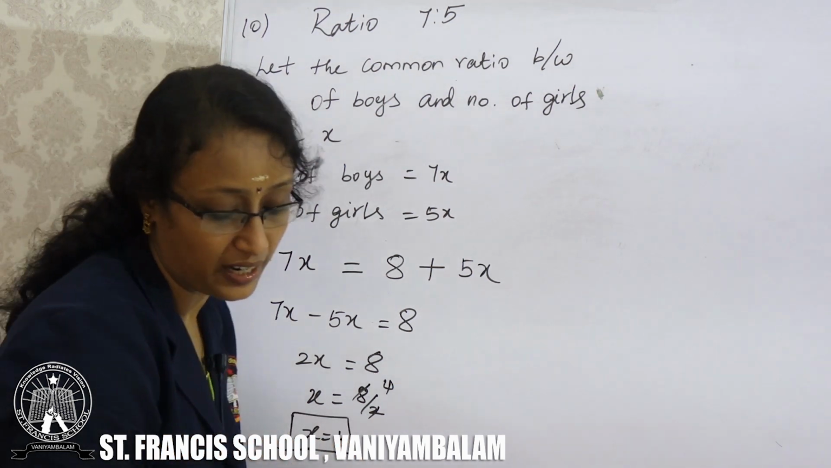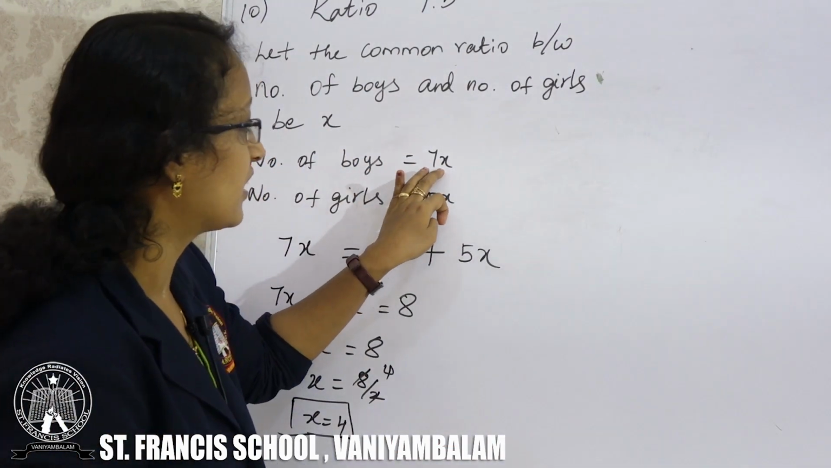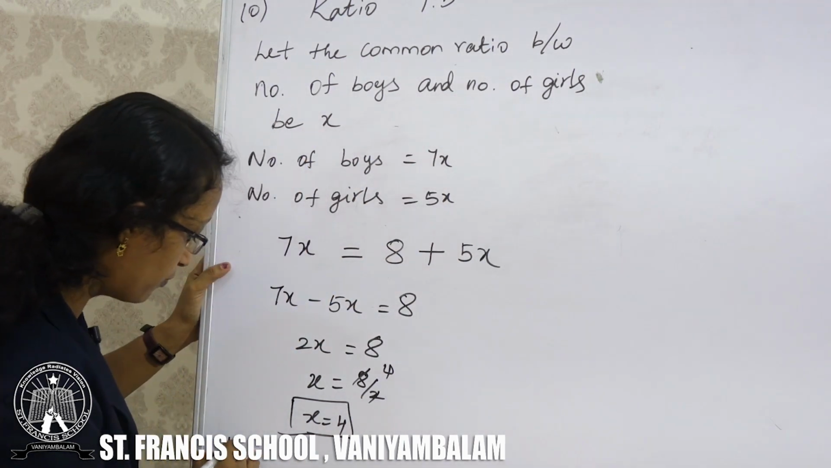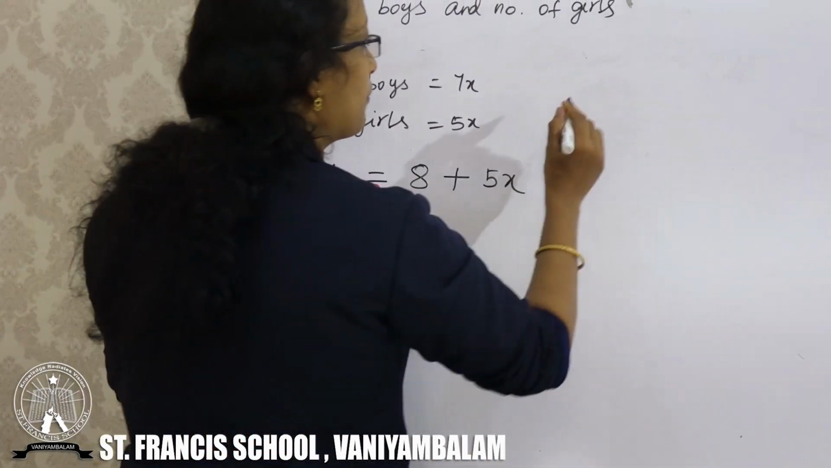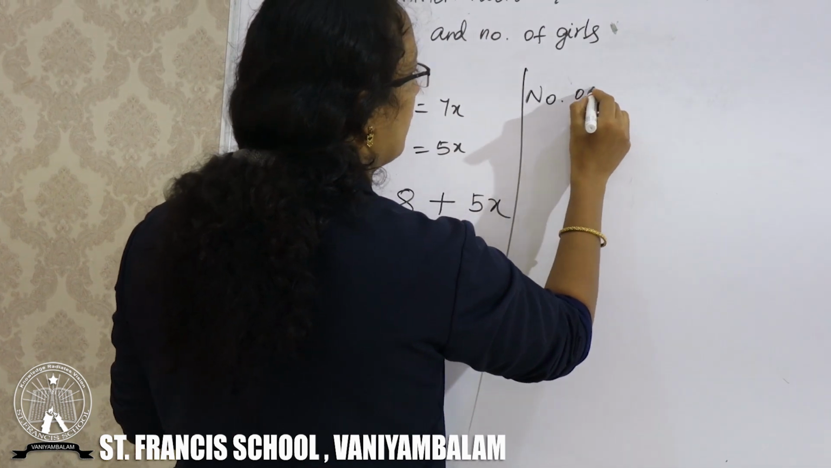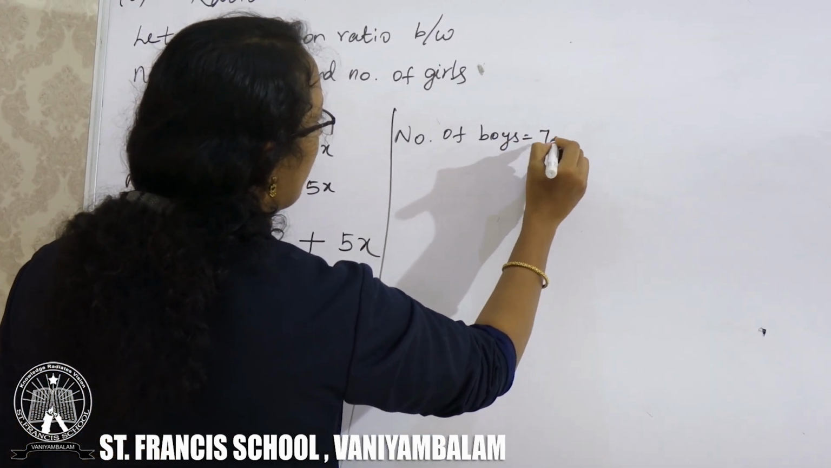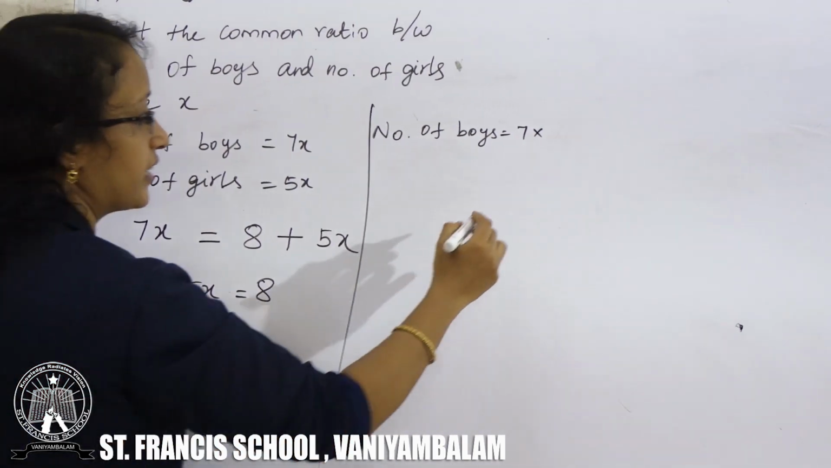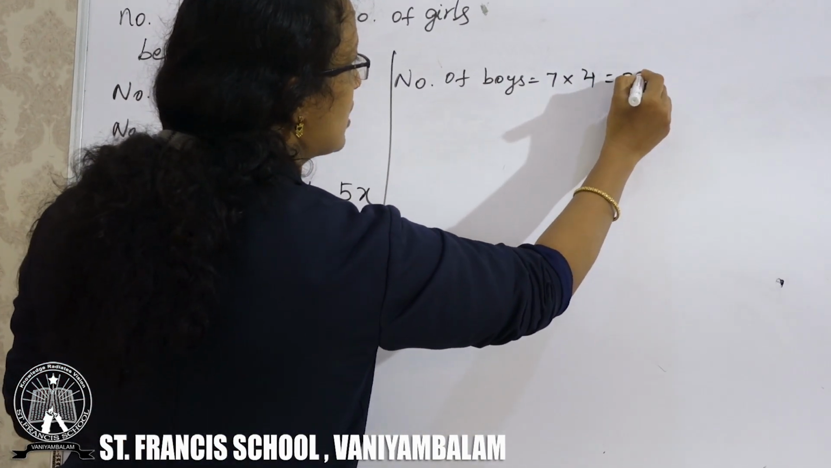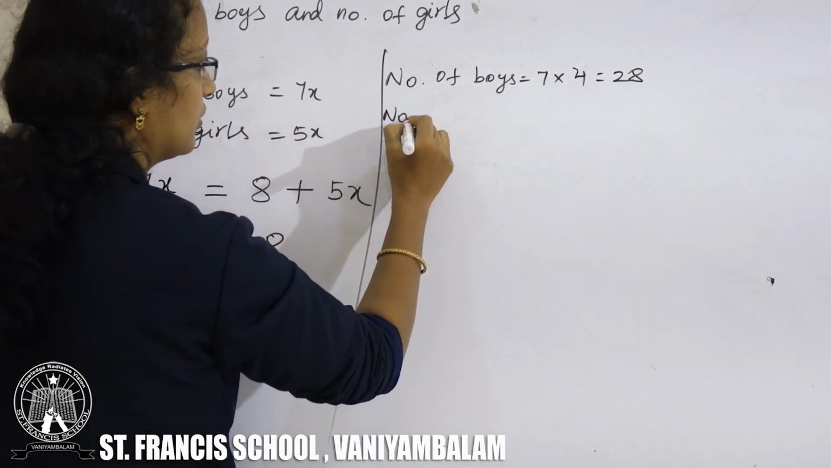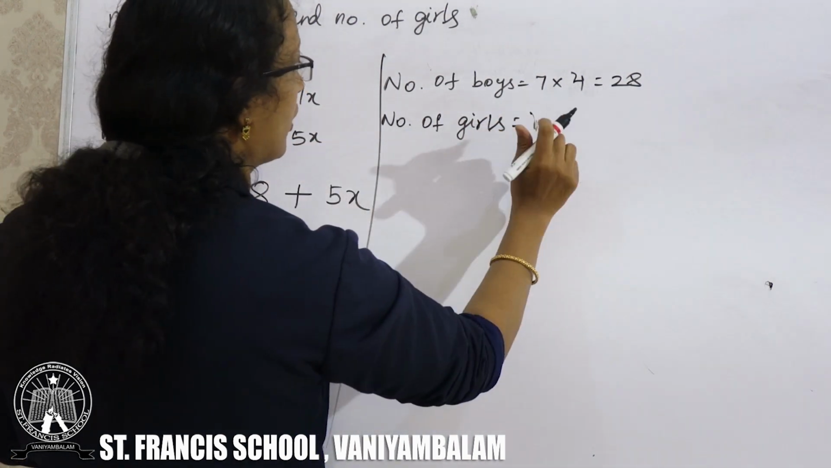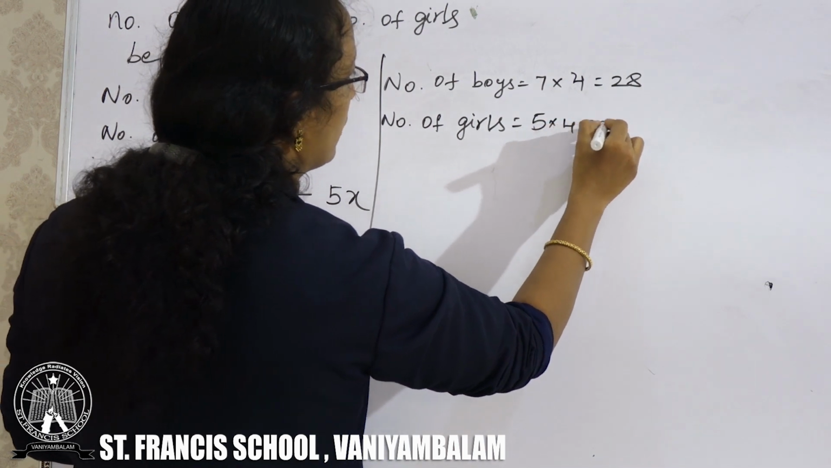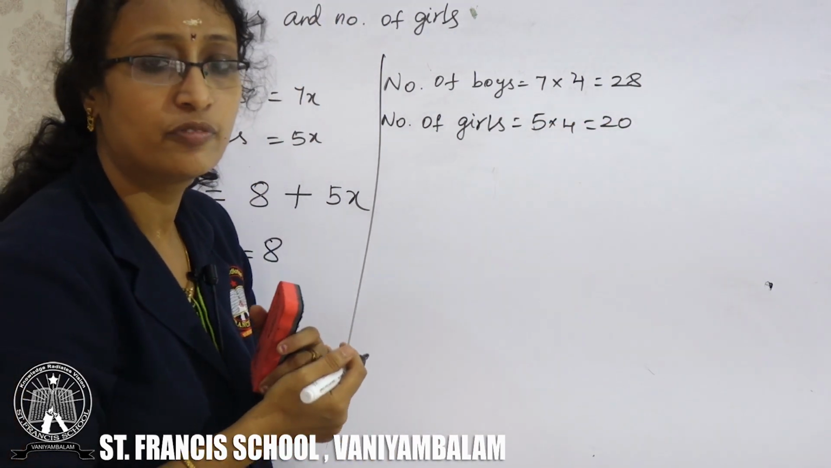But what we had to find? We have to find the total class strength. That is, what is the number of boys? Find the number of boys. So number of boys is equal to 7 into x, right? What is the x? 4. 7 into 4 is 28. So the number of boys is 28. What is the number of girls? 5 into 4. So we got the number of boys and number of girls in the class.